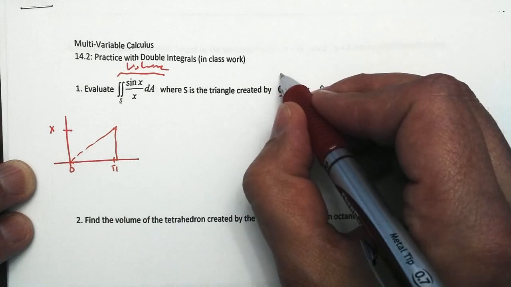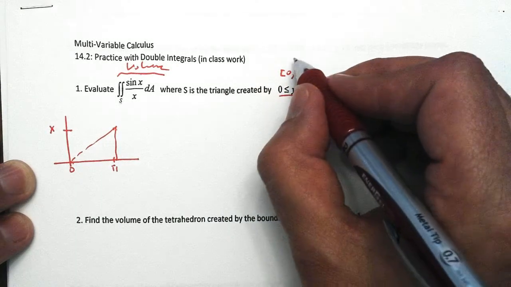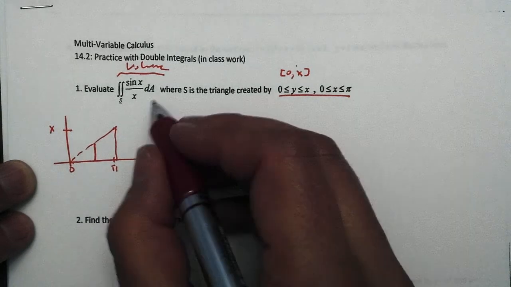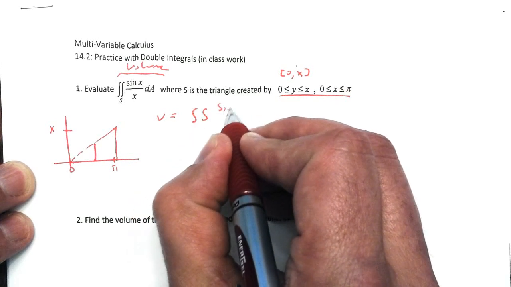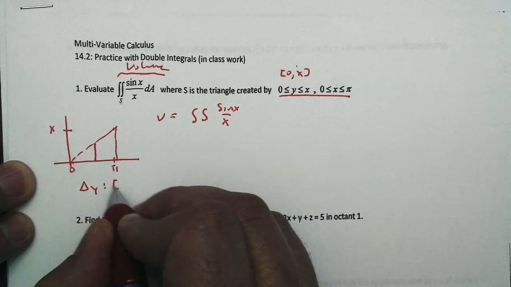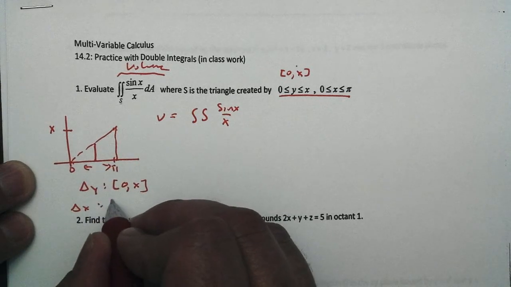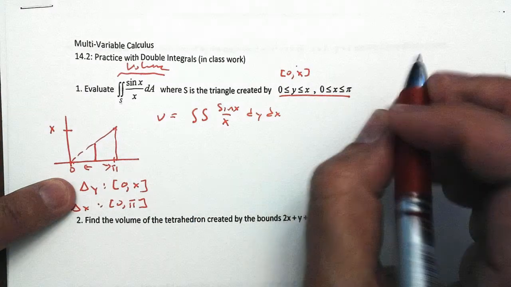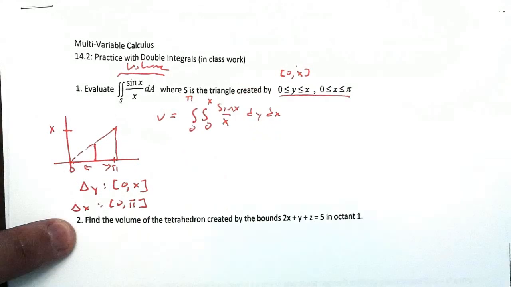Now, what they're really telling me here is that my y's go from 0, of course, to x. So they're telling me I'm using a vertical rectangle. So my y's start at the bottom and go all the way to x. So I could rewrite my volume as follows. Sine of x over x. Because I'm doing my triangle, I'm starting with the vertical. This goes from 0 to x. And my x's will go from left to right, from 0 to pi. So we are going to go dy dx. So my changes in y's go from 0 to x. My changes in x go from 0 to, let's say, pi right there.